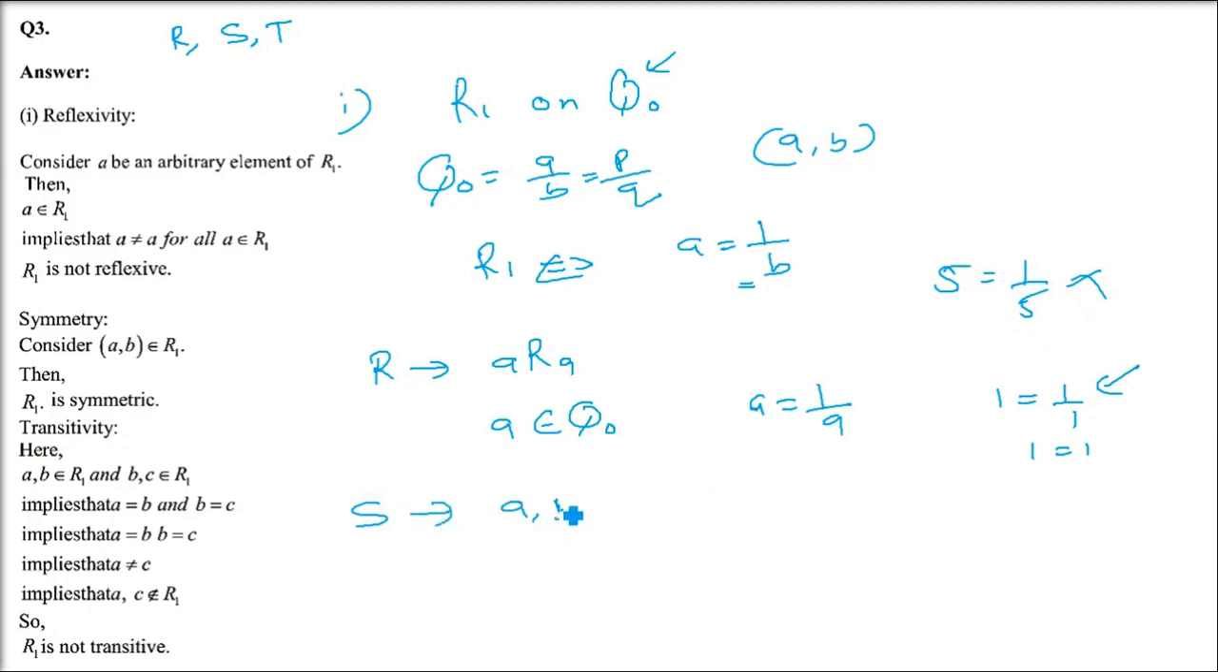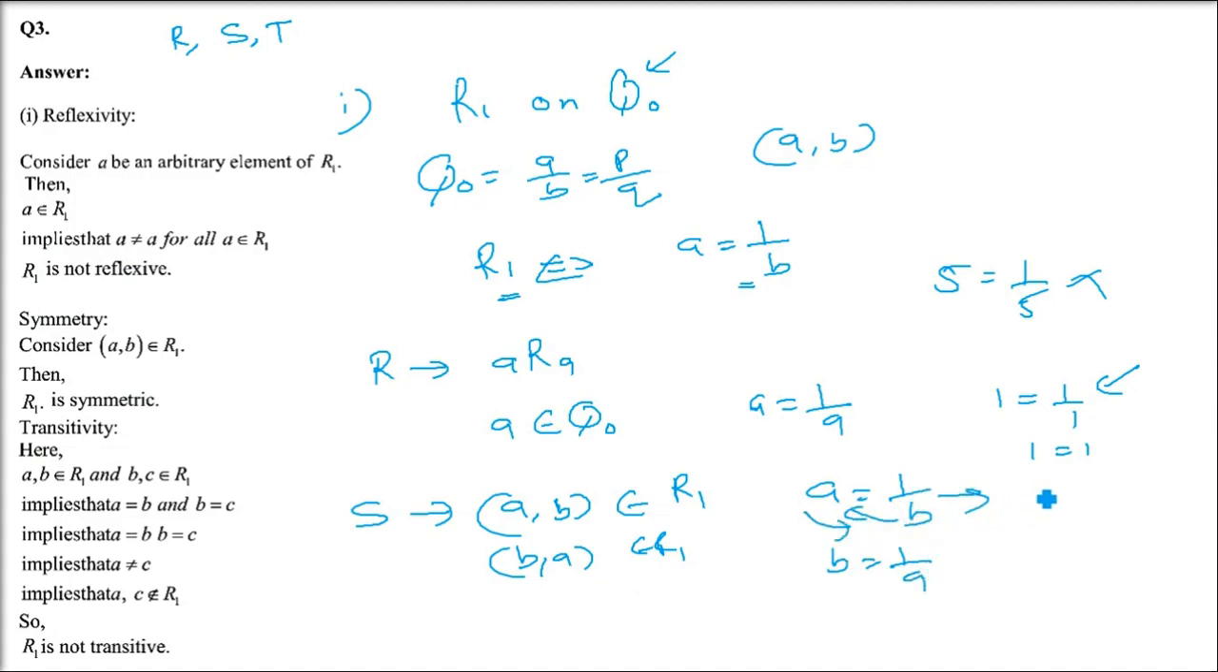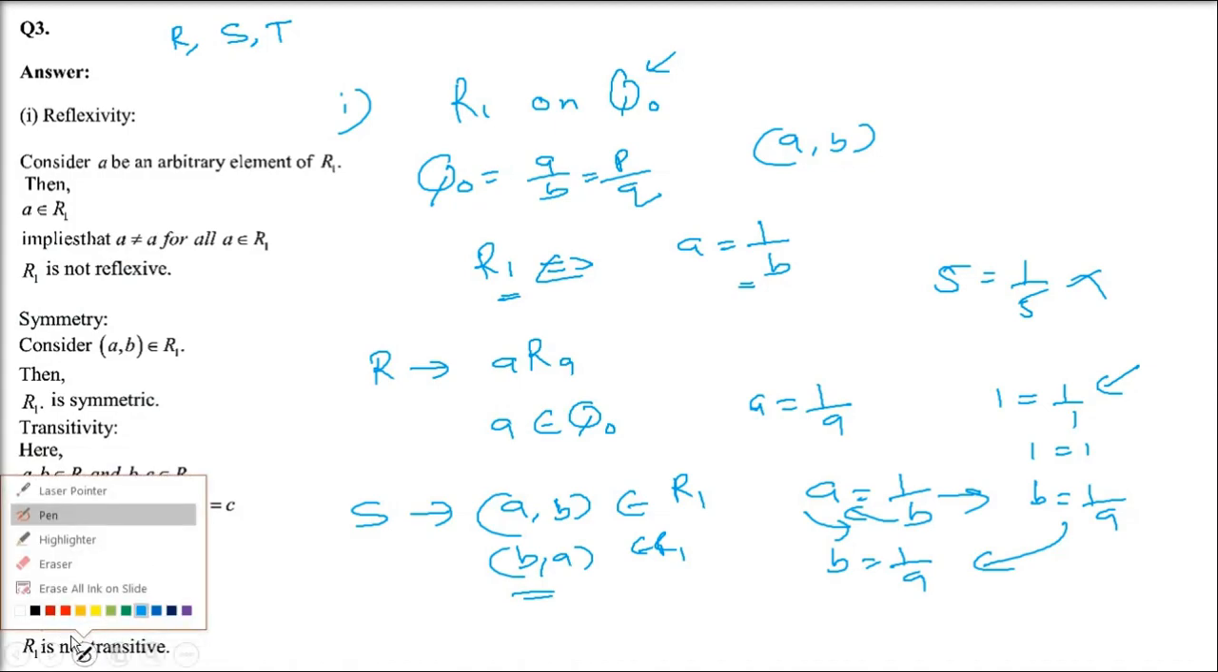Now symmetric. If the ordered pair A comma B is in relation R1, then B, A should also be in this relation. So that means A is 1 by B, and B should be 1 by A. This gives A into B equals 1, or you can say B equals 1 by A. Both are the same, you can also say AB equals 1. Both hold. So it is symmetric.